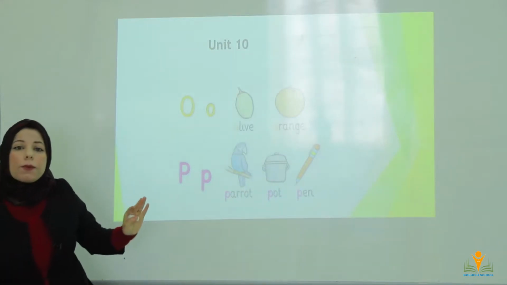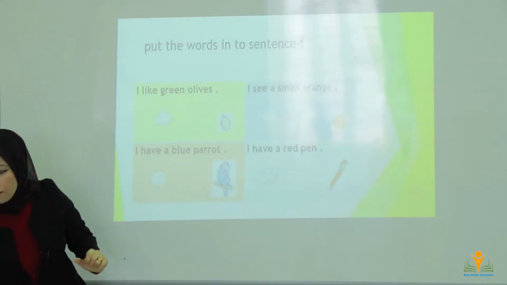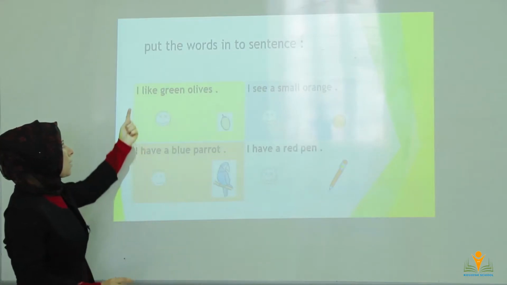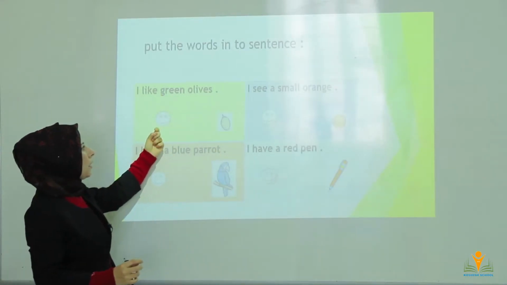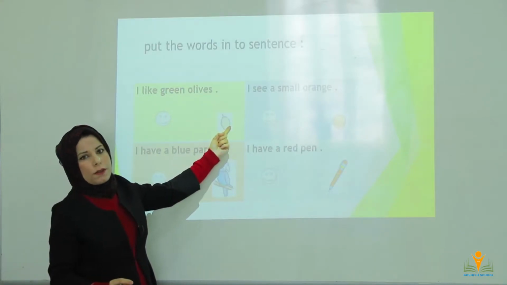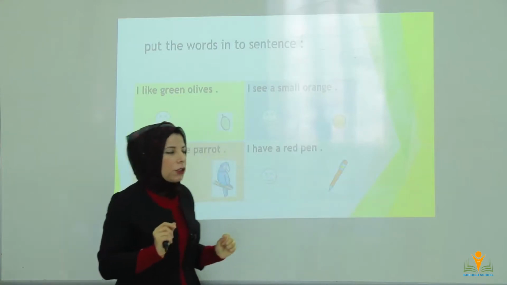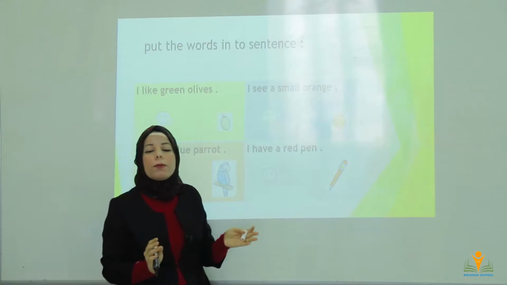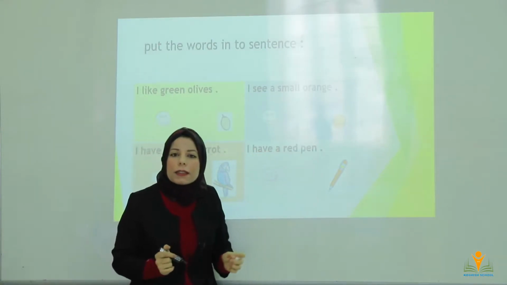Okay, now let's put these words into sentences. How are we gonna put them in a sentence? Let me read it for you guys. I like green olives. This is me. I see a small orange. What do I see? A small orange. I have a blue parrot. I have a red pen.